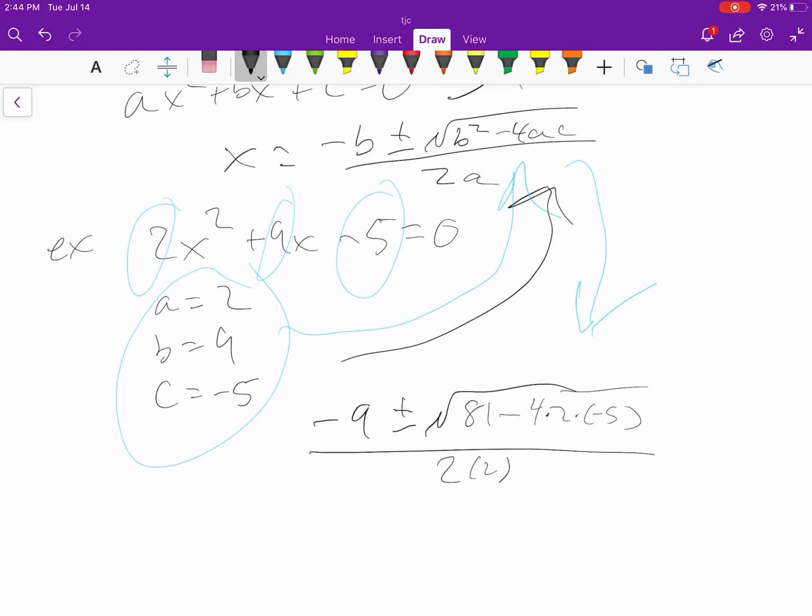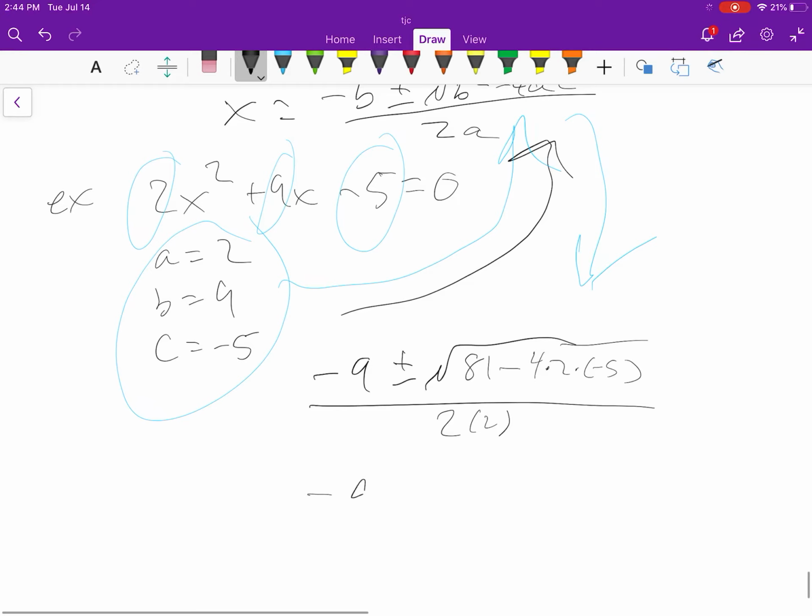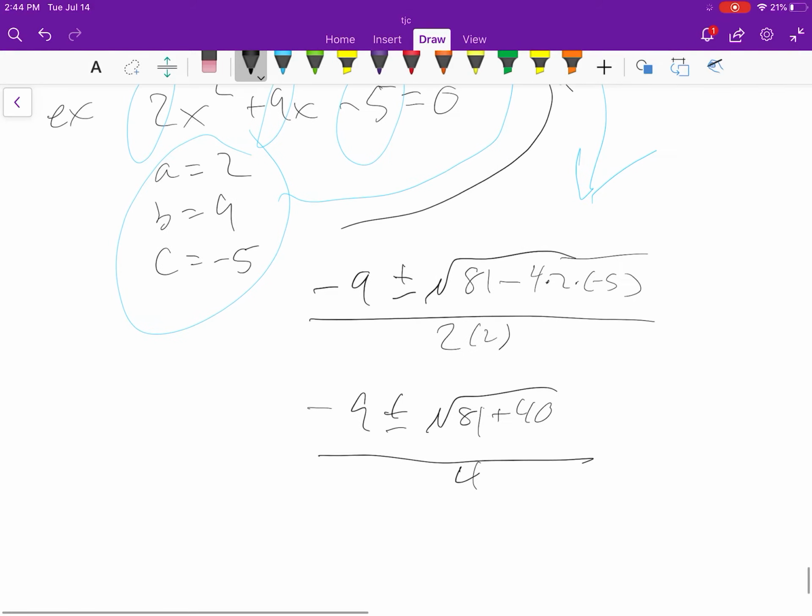So first you need to figure out what 4 times 2 times negative 5 is. Well, that's going to be positive 40. So you're going to have negative 9 plus or minus the square root of 81 plus 40, all over 2 times 2, which is 4. Now what's 81 plus 40? 81 plus 40 is 121.